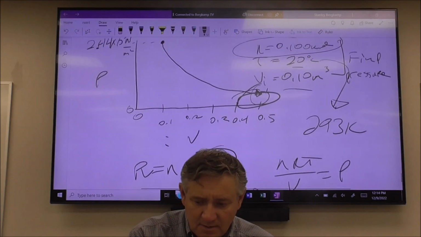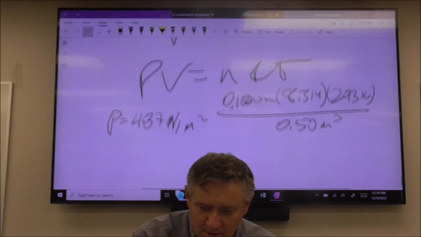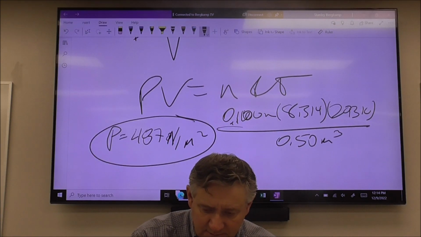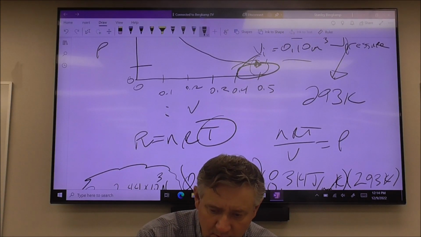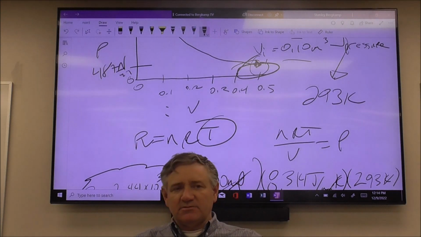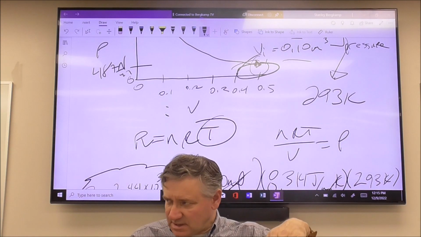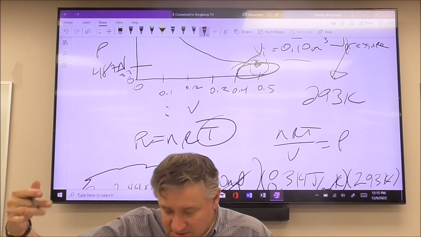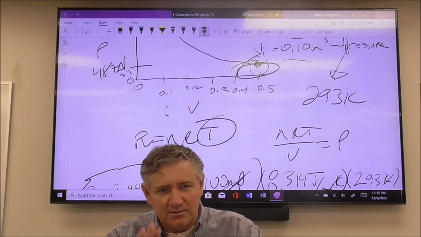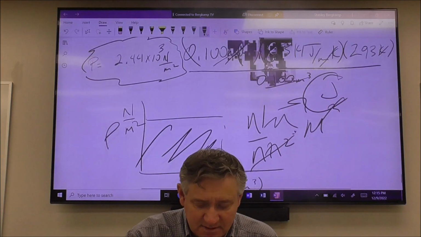So now this pressure is all the way down to 487 newtons per square meter. So we went from basically 4,400 down to 487, okay? Because we increased that volume so much. Fewer collisions, same temperature. Okay, now, bank that. We're going to circle back to this.